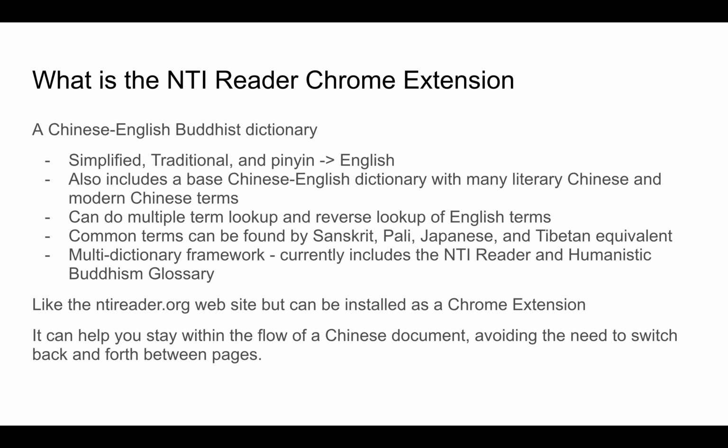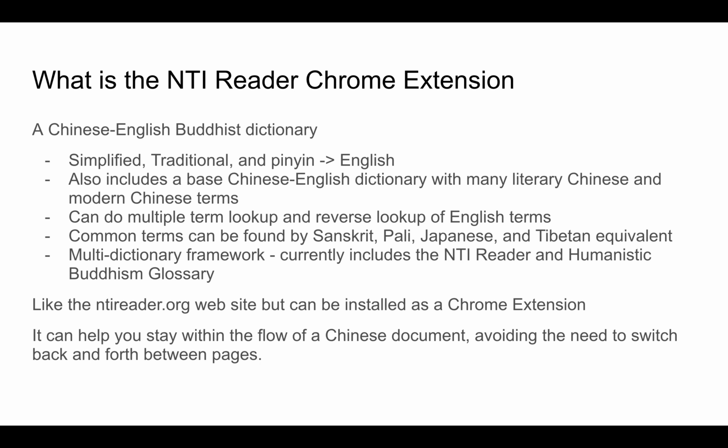You can do multiple term lookup if you're not sure where the word boundaries are. That is, if you're not sure where the Chinese words start and stop, since there are no spaces between words in Chinese text. You can also do reverse lookup based on English terms. Common terms can be found by reverse lookup with the Sanskrit, Pali, Japanese, or Tibetan equivalent.